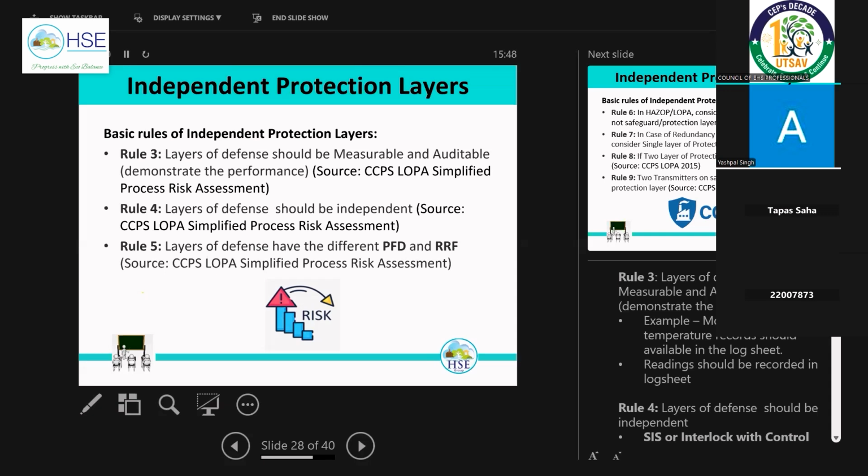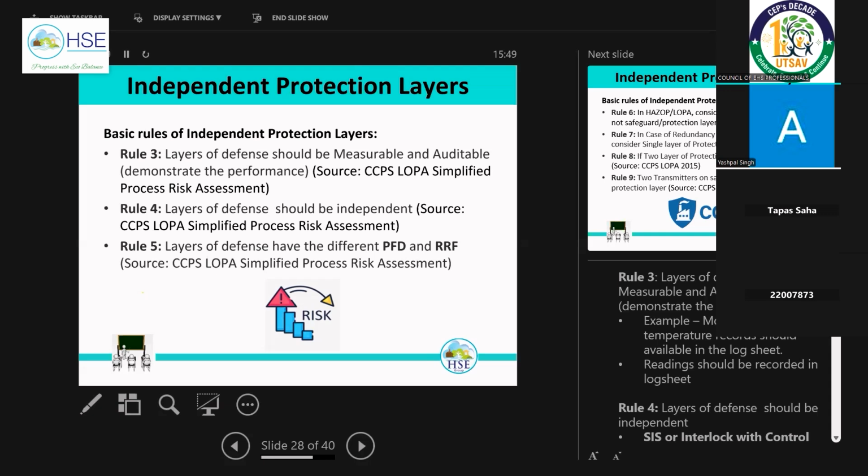Suppose we take one example, control system, SIS. Same example, there is a steam supply control valve and there is a high temperature alarm. In case of the high temperature alarm, that will close the steam supply control valve. So that's the one safety instrumented system, or control system, we have in this particular example. In this case, as per this CCPS LOPA book, there is one table. Our probability of failure on demand is 10. We can consider 10 for one layer.